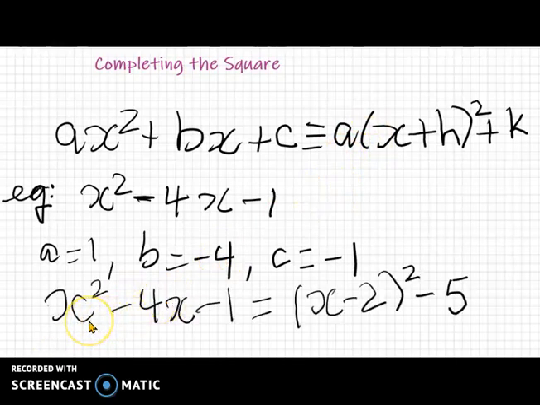After we complete the square of x squared minus 4x minus 1, we get x minus 2 all to the squared minus 5. So here it is. We already have this done for us. Let's expand x minus 2 all to the squared minus 5. To expand this, you actually get back x squared minus 4x minus 1.